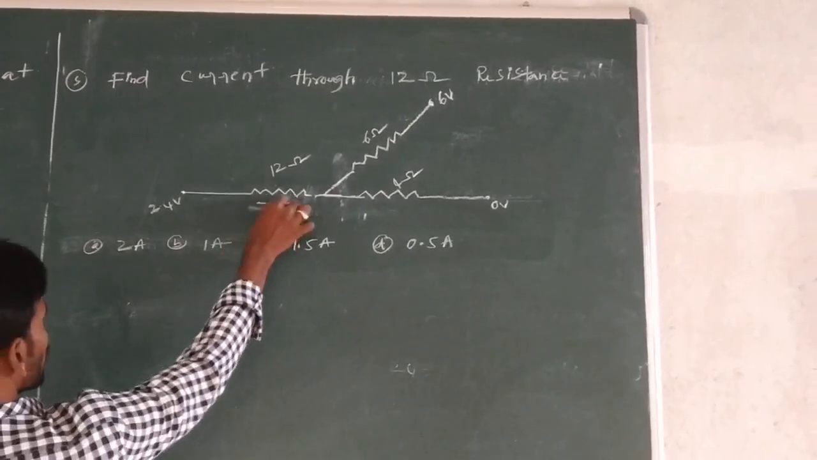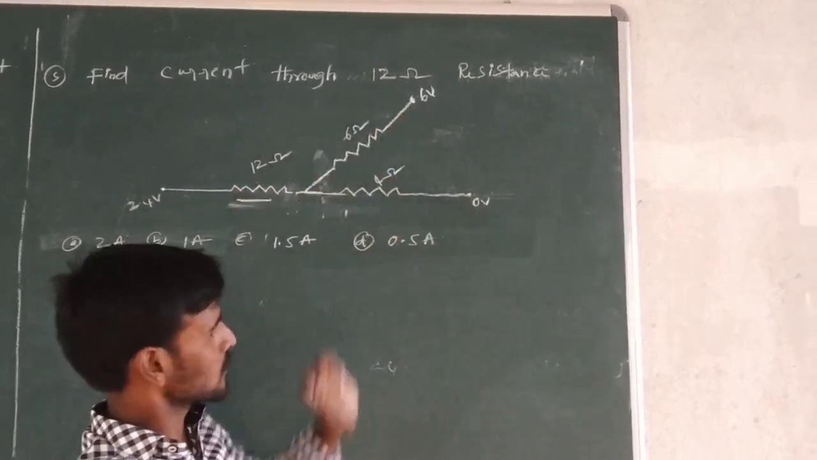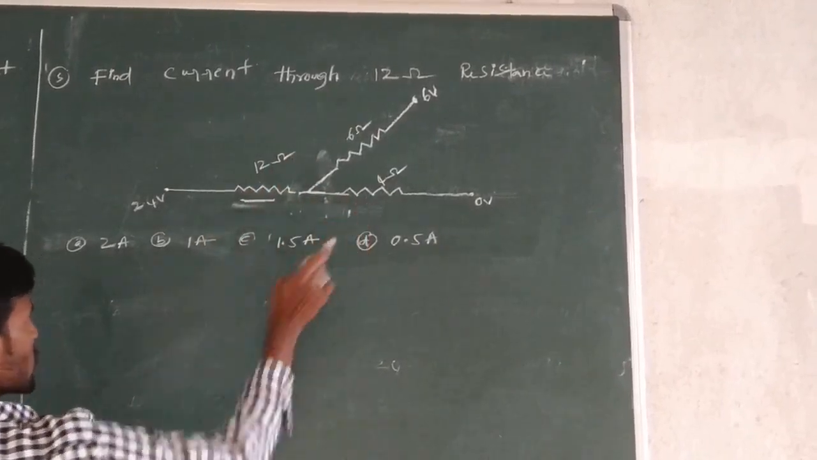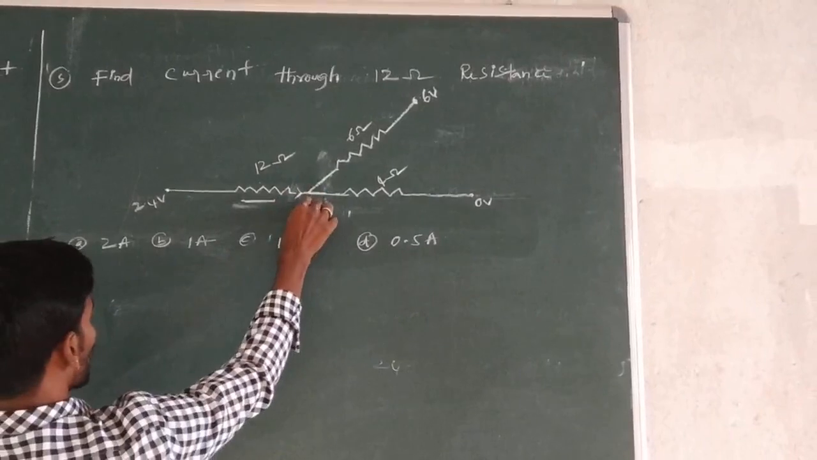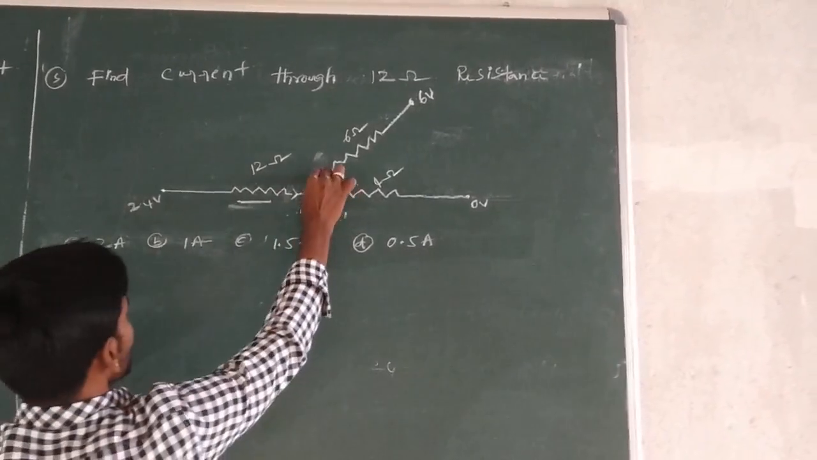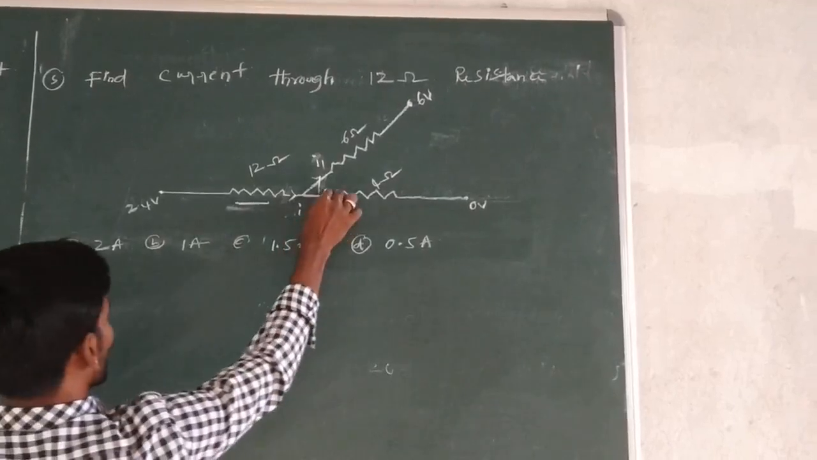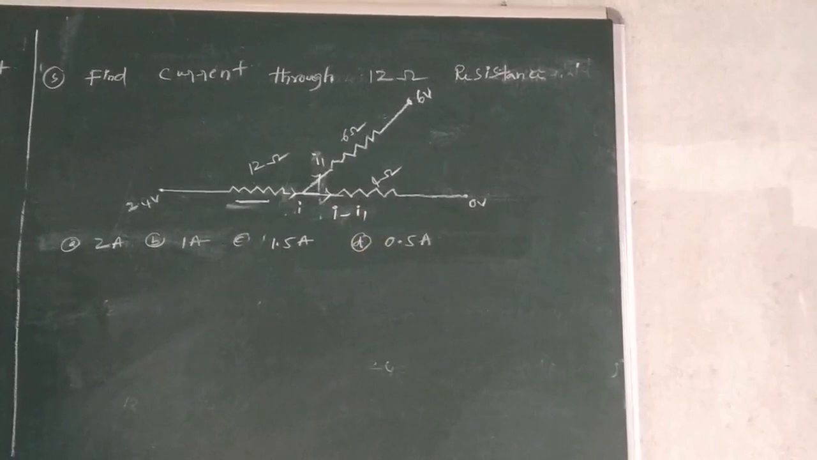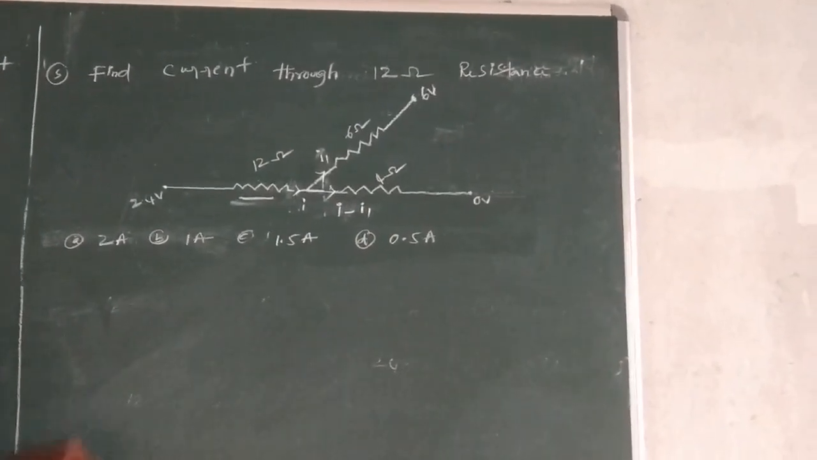So, the current through the 12 ohms resistance. 24 volts, 6 volts, 0 volts are the potentials in the circuit. So 12 ohms, 6 ohms, 4 ohms are the 3 resistors. Let us take I as the current through the 12 ohms resistance and I1 as the current through the 6 ohms resistance. So I minus I1 is the current through the 4 ohms resistance. This circuit diagram also obeys the junction law.